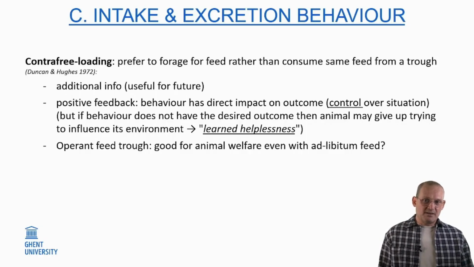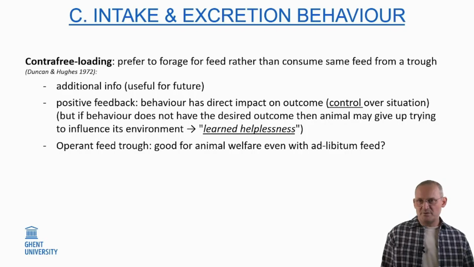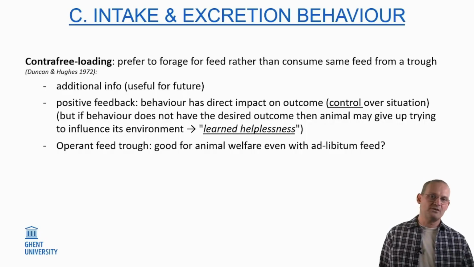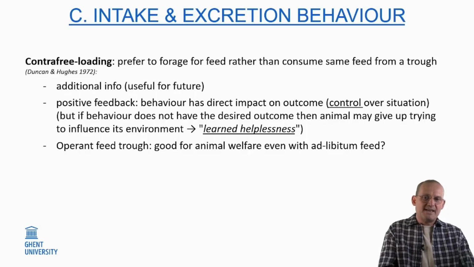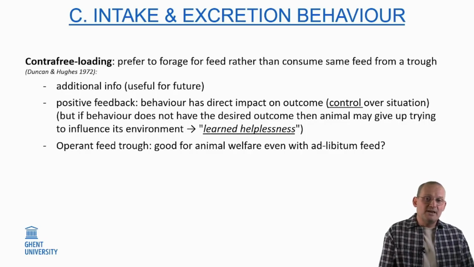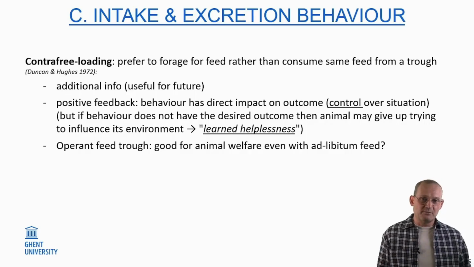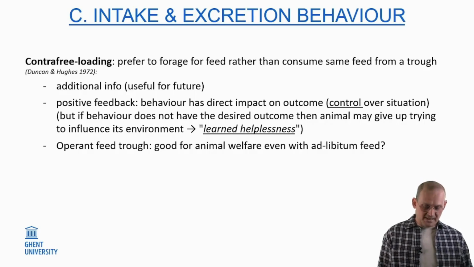But if an animal from time to time or all the time experiences that its own behavior does not have the desired outcome, then the animal may simply try to give up to influence its environment. And then there is a risk of what is called learned helplessness. And that's why some argue that providing an operant feed trough for which the animal has to work in order to access the feed could be a good idea for the welfare of the animal, even if they are being fed ad libitum.